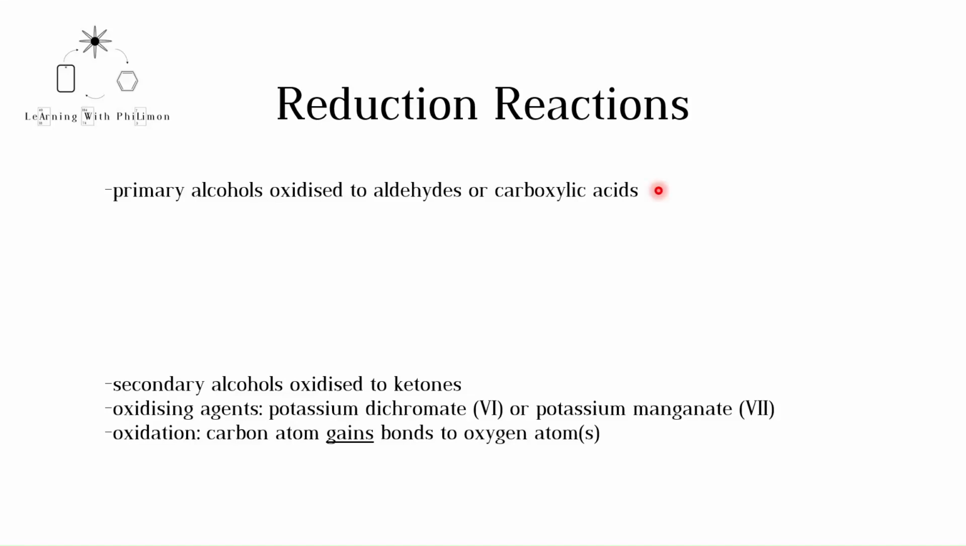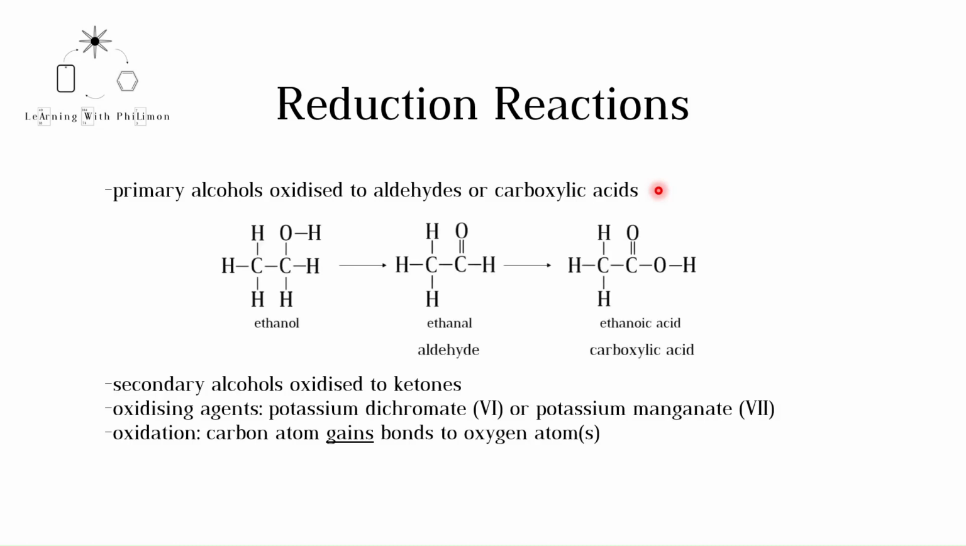In the video Oxidation of Alcohols, we saw that primary alcohols can be oxidized to aldehydes and carboxylic acids, and secondary alcohols can be oxidized to ketones using oxidizing agents such as potassium dichromate VI, K2Cr2O7, or potassium manganate VII, KMnO4. In organic chemistry, oxidation can be defined as when a carbon atom gains more bonds to oxygen atoms.